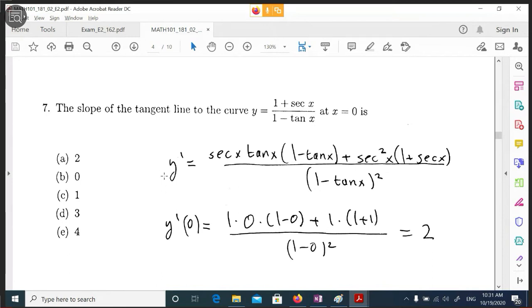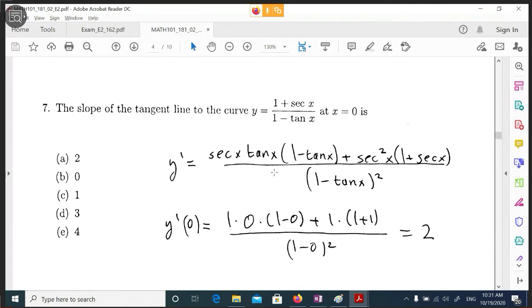Let's do another problem. This one is something easy, only about numbers. Quotient rule, applied correctly. This kind of problem, what you need to do is apply the quotient rule correctly. And then you need to know the derivative of secant, which is secant times tangent, and the derivative of tangent, which is secant square. After that, you substitute 0 for x. You have to do it.